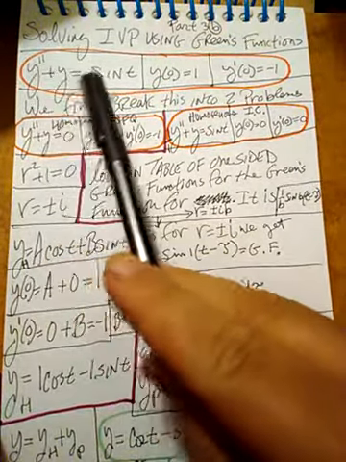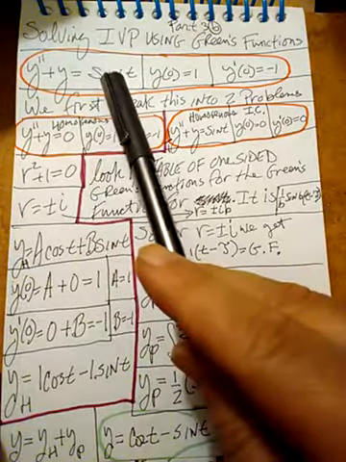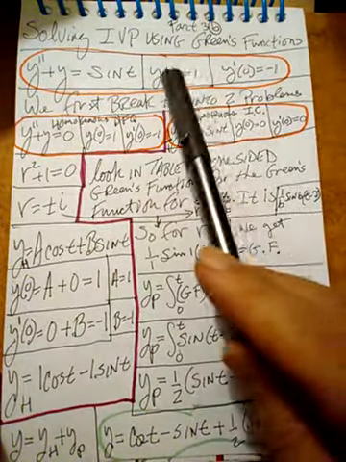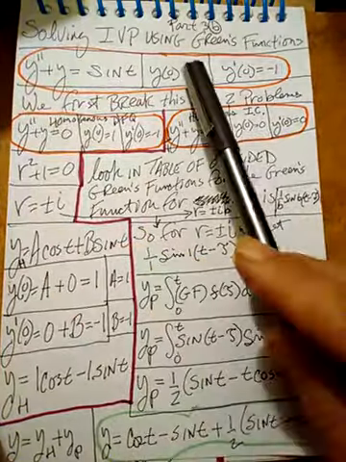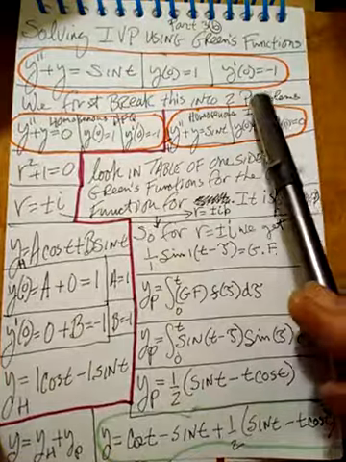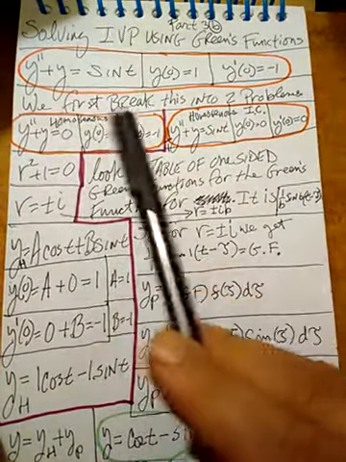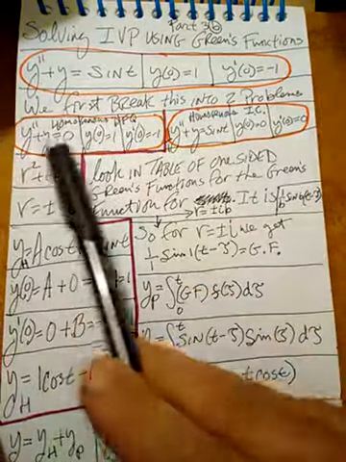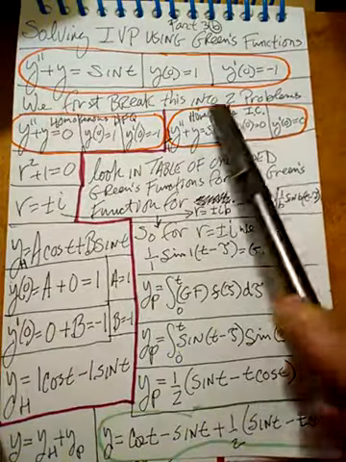It's a second order non-homogeneous differential equation, and you have some initial conditions here. It's called an initial value problem because it's got initial conditions. The first thing we'll do is break this problem up into two problems. This problem and this problem.